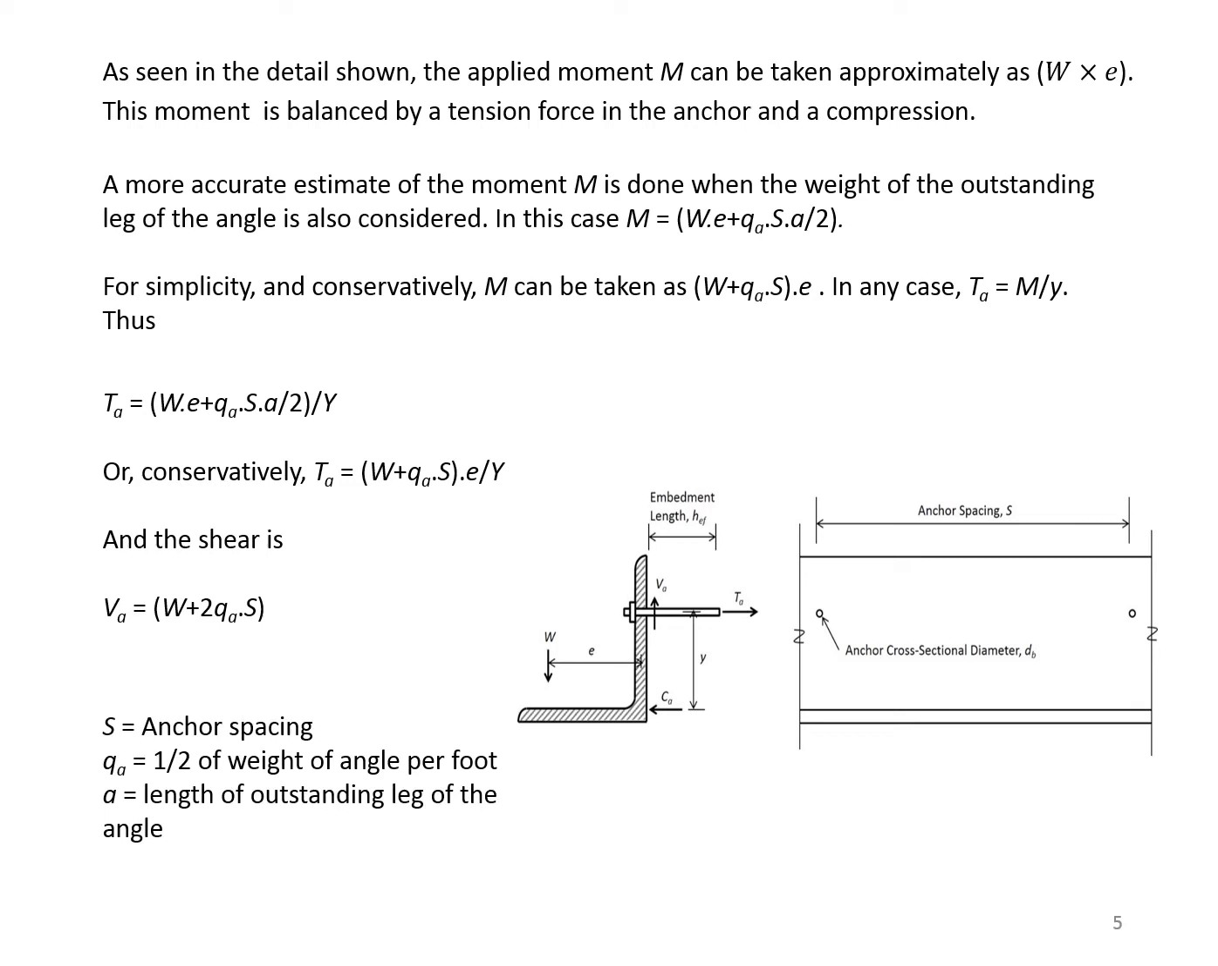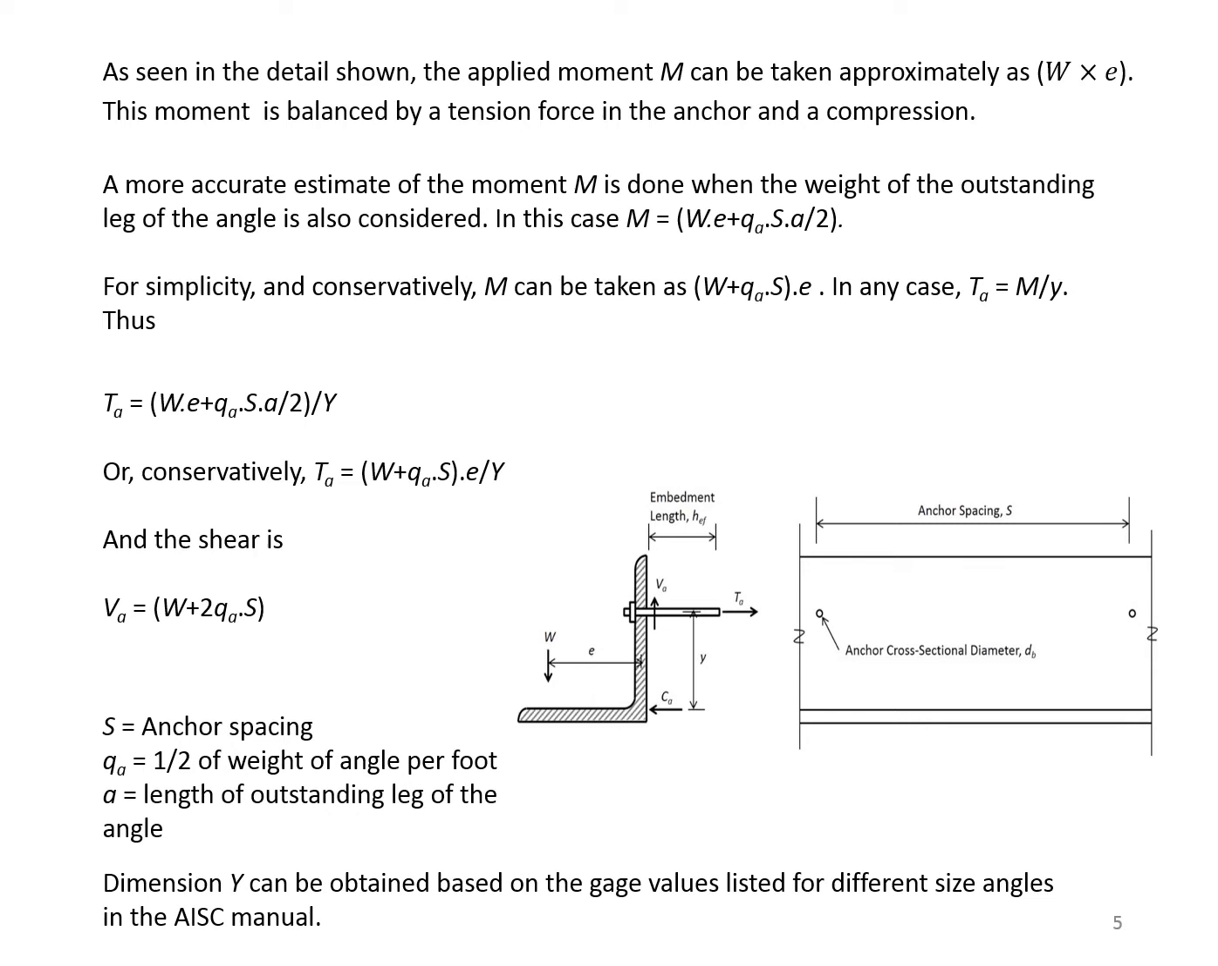As we said before, S is the anchor spacing, QA is 1/2 of the weight of the angle per foot, and A is the length of the outstanding leg of the angle. The dimension Y can be obtained based on the gauge values listed for different size angles in the AISC manual.